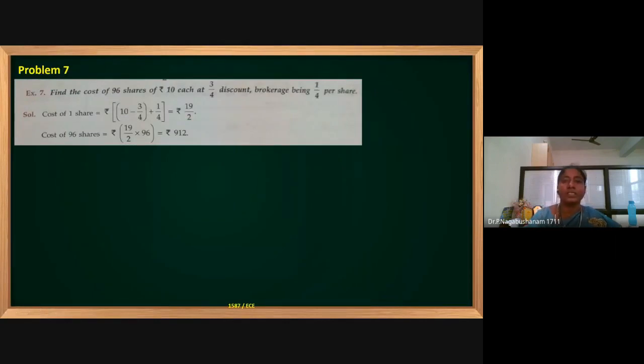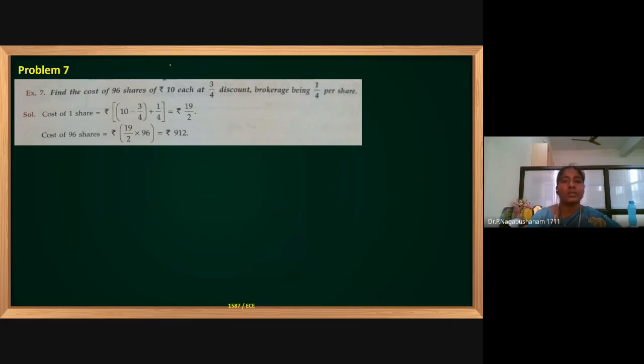We will complete this and stop. Next problem: find the cost of 96 shares of 10 rupees each at 3 by 4 discount, brokerage being 1 by 4 per share.